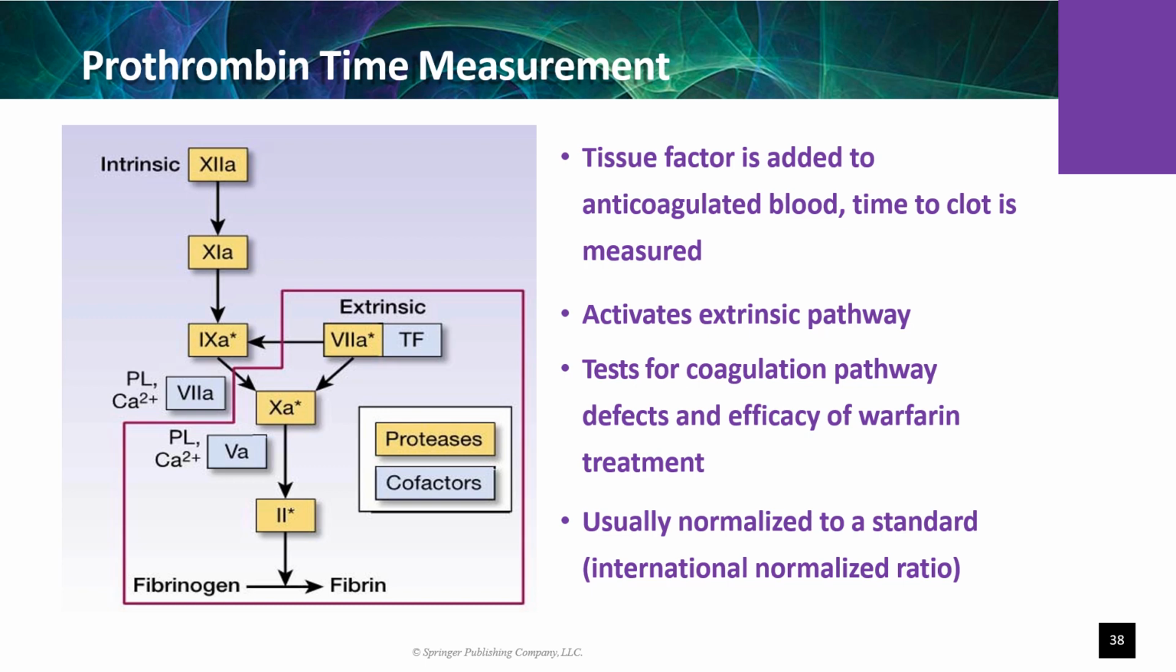In the prothrombin laboratory test, tissue factor is added to a blood sample and time to clot formation is measured. This test primarily evaluates the extrinsic pathway and normally takes 10 to 14 seconds. In addition to assessing the extrinsic pathway, the PT and the related INR are also used to assess the degree of anticoagulation in patients that take warfarin.